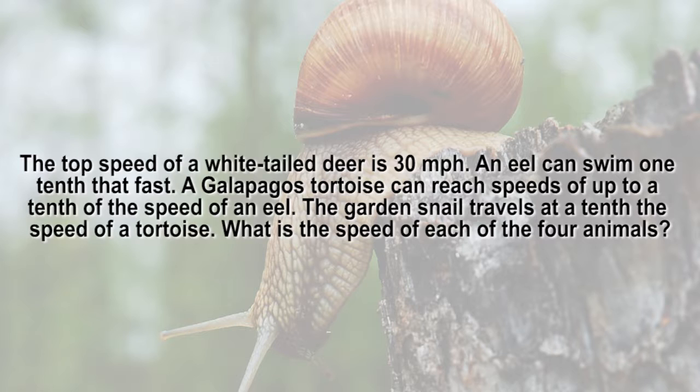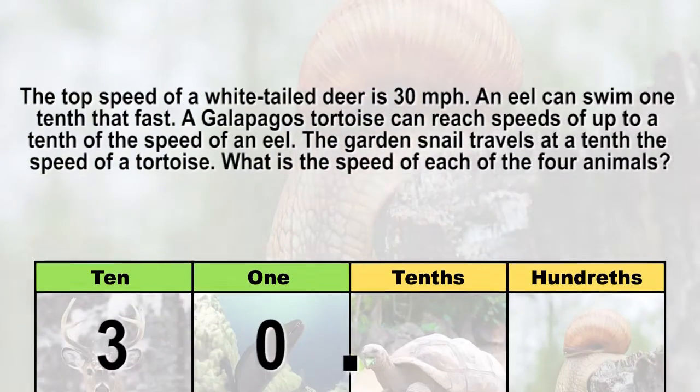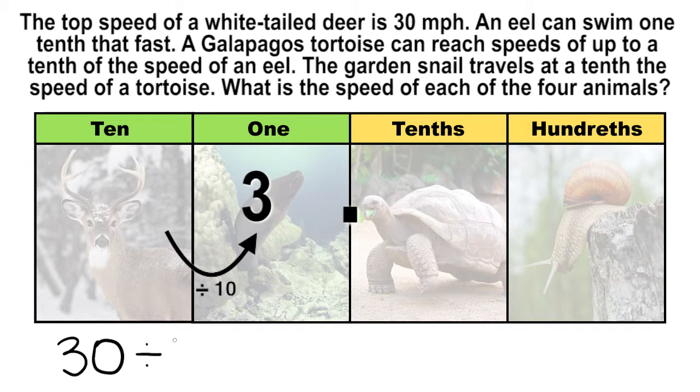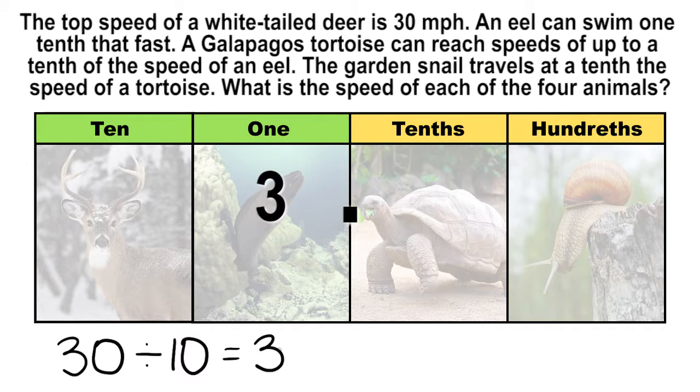To begin, start with what we know. We know that the deer can run 30 miles per hour, so let's write 30 in our place value chart. If an eel can swim 1/10 that fast, we know that we can either multiply by 1/10 or divide by 10. For the purposes of this lesson, we are going to divide by 10. If we divide 30 by 10, the answer would be 3. We know the eel travels 3 miles per hour.